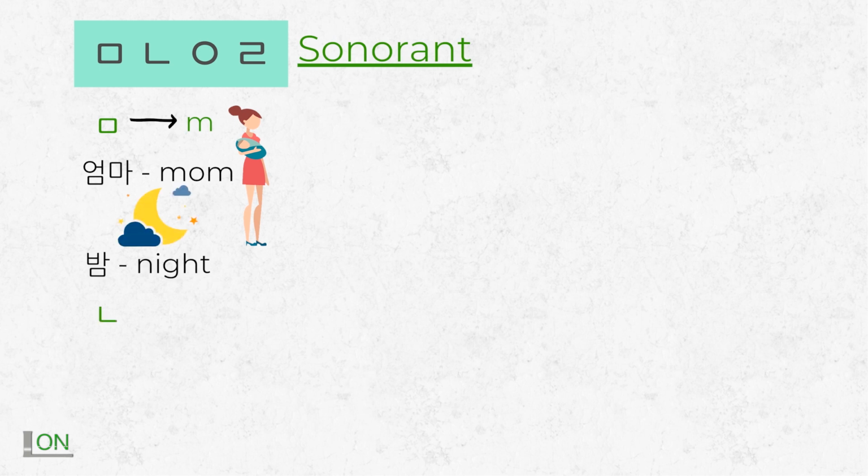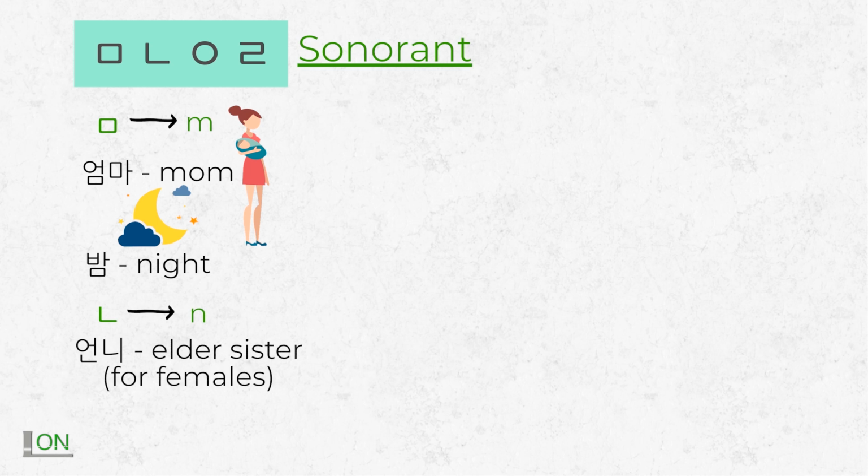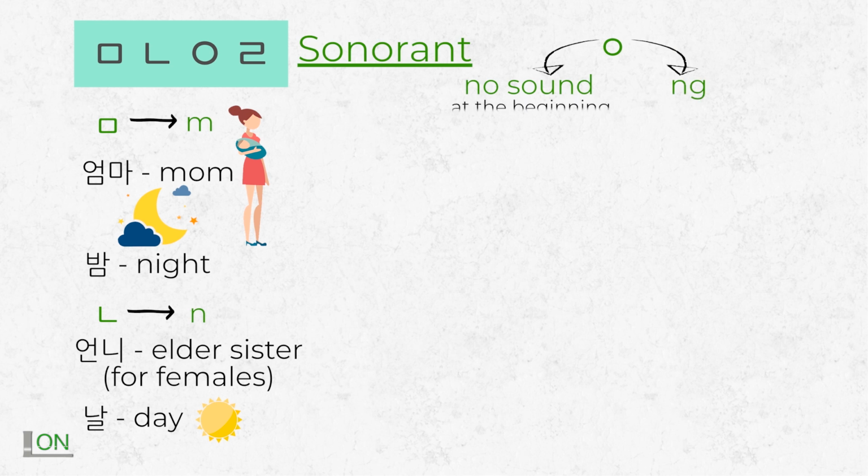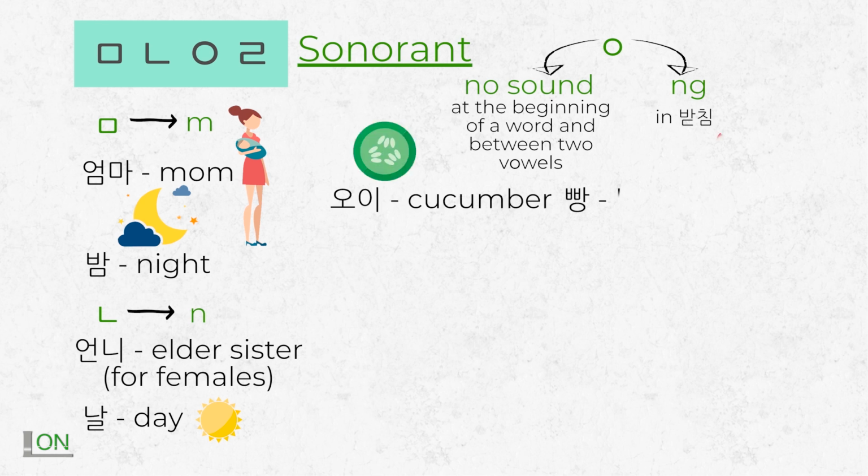N is going to be pronounced as n. 언니, older sister for females. 날, day. Ng has two ways of pronunciation. No sound and ng. No sound is when this letter stands at the beginning of a word and between two vowels. And ng is in 받침. For example, 오이, cucumber, 빵, bread.